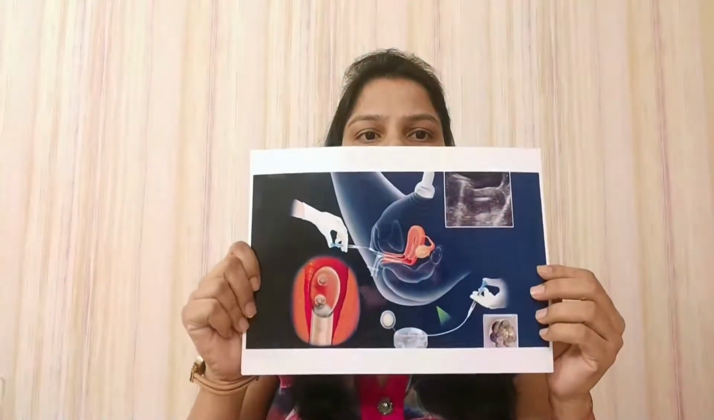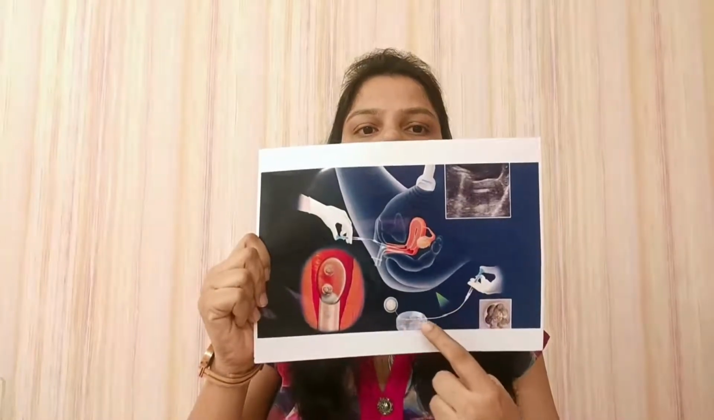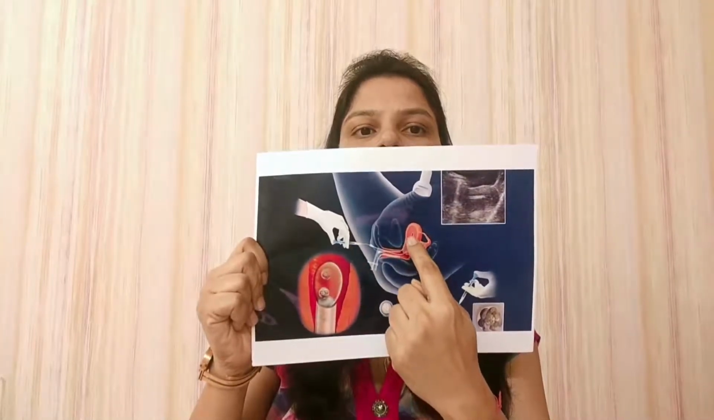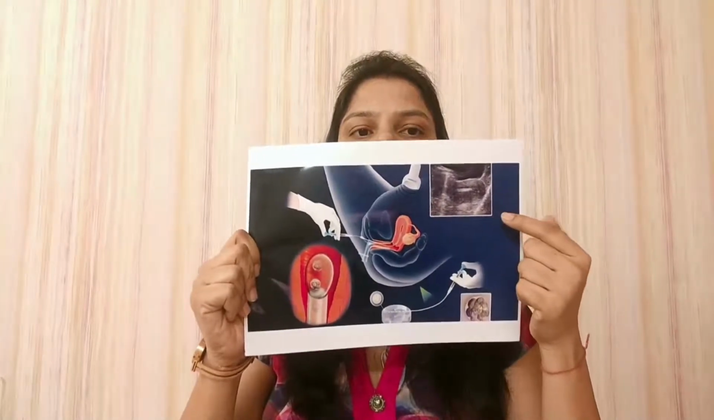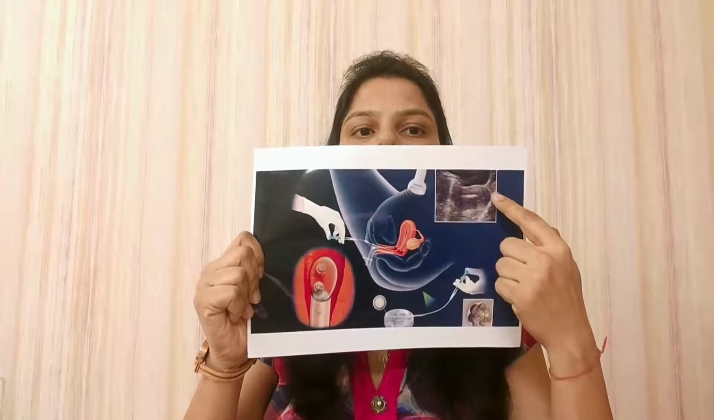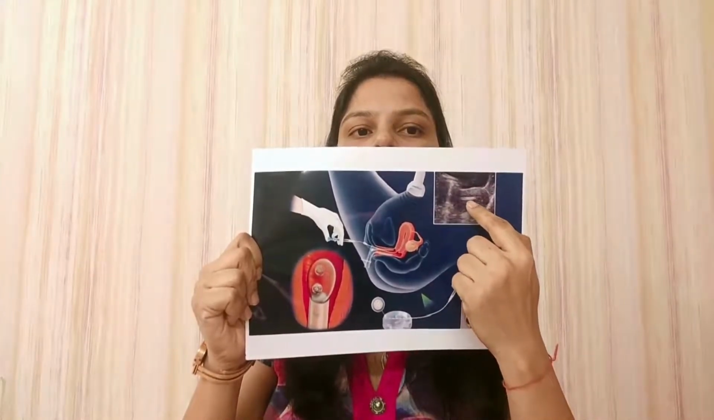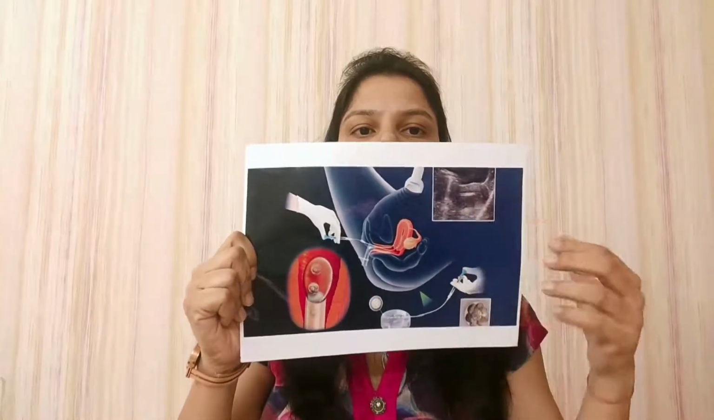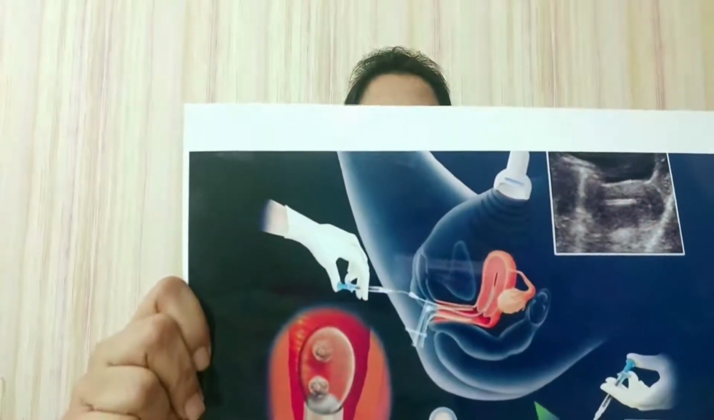So this is how an embryo transfer looks like. These are the embryos which are loaded in this catheter, and this catheter is then passed through the cervix into the uterus where the embryos are transferred. In the sonography, it looks like this. It's the uterus, and the white you can see is the catheter which is going inside the uterus, and the embryos are transferred. So this is how an embryo transfer procedure looks like.